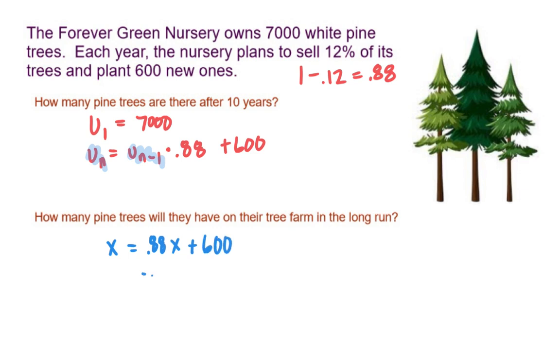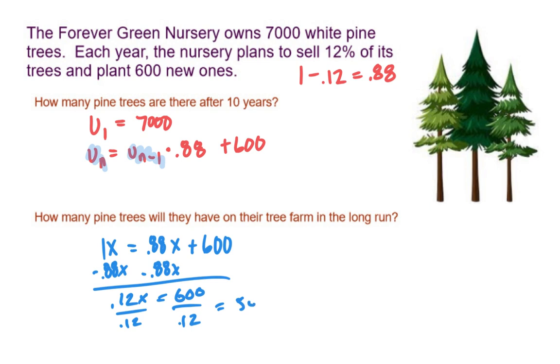Okay, subtract 0.88 from both sides. Remember, it's a 1x. Divide by 0.12, and we get 5,000 trees. So that's the level off point.